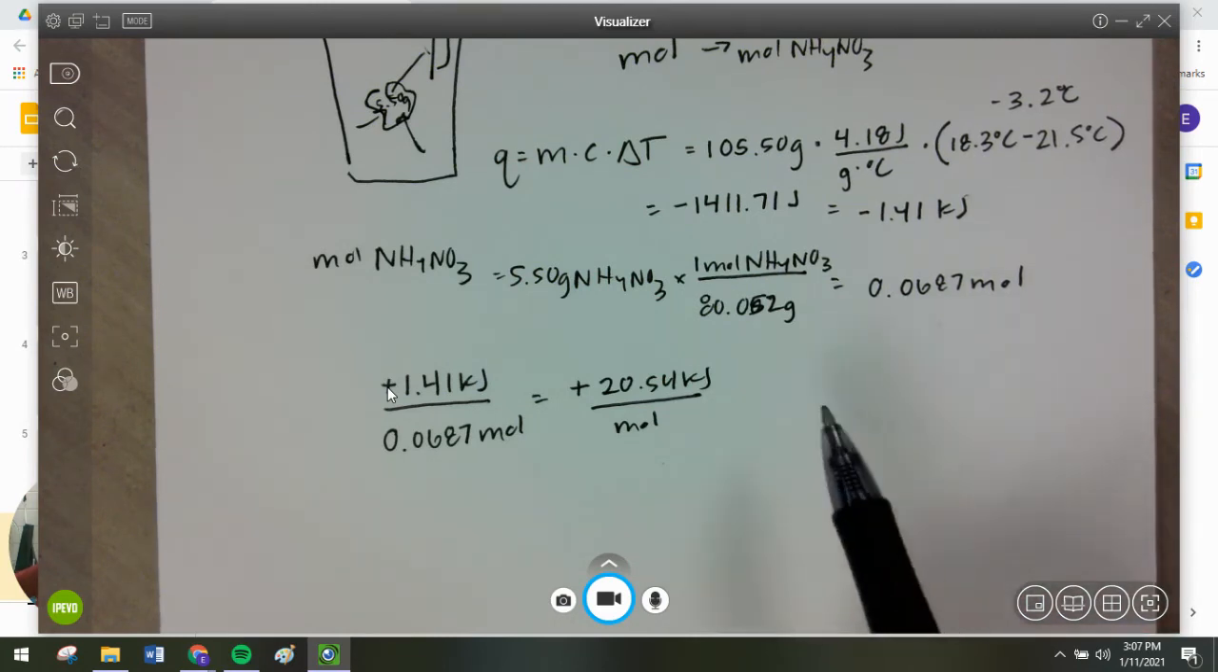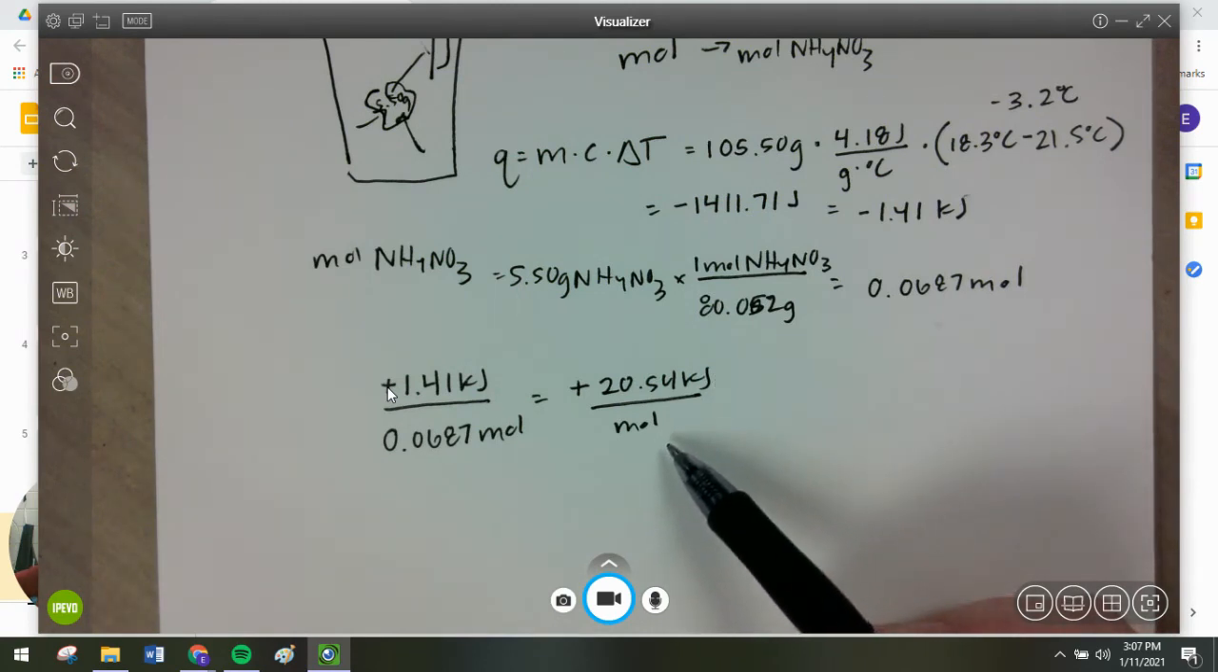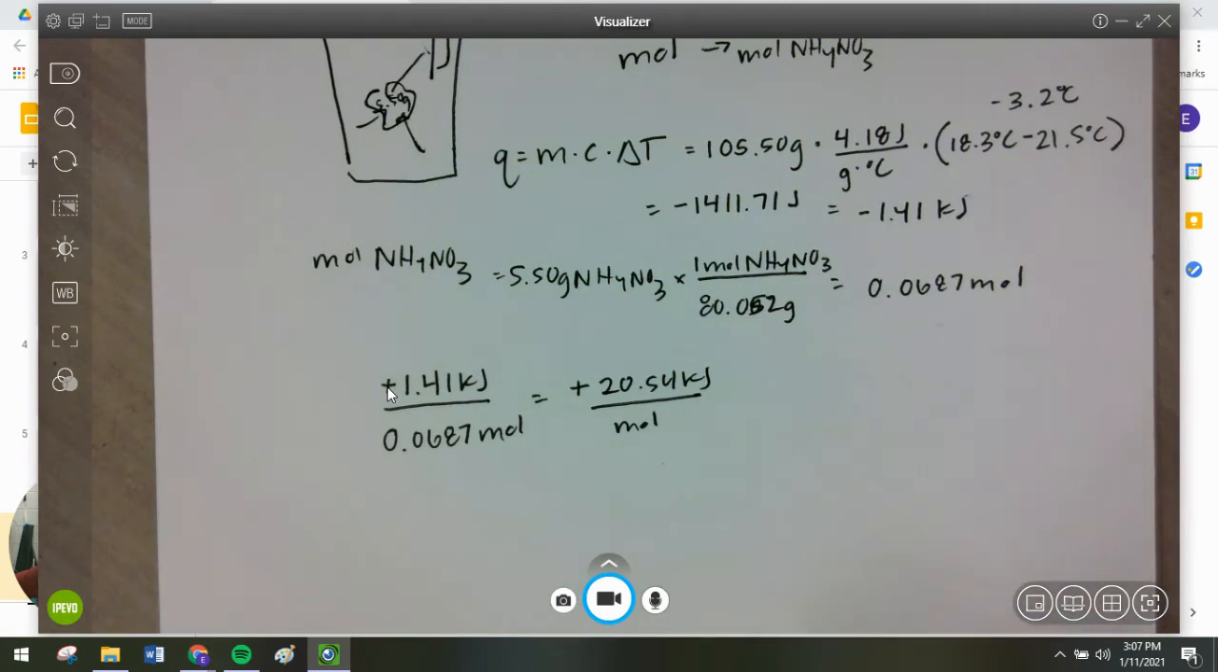Oh, I did it wrong again. I will absorb 20.54 kilojoules worth of energy. My water's going to lose that. Okay, so the water is going to release that into the chemical.